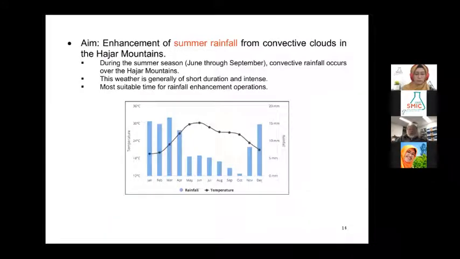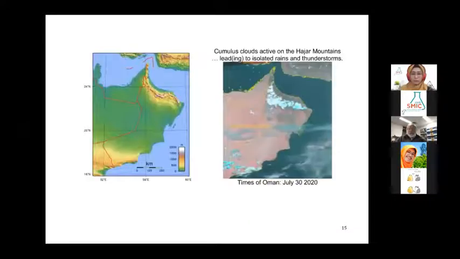So here is a picture showing you the black curve shows you the temperature. You can see between January and December in that part of Oman. And the blue bars show you the rainfall. And you can see that over the summer, which is basically May through September, there's almost no rainfall. There's very high temperatures and almost no rainfall. But there is convective clouds and there is rainfall in the mountains, and that is the most suitable time for rainfall enhancement.